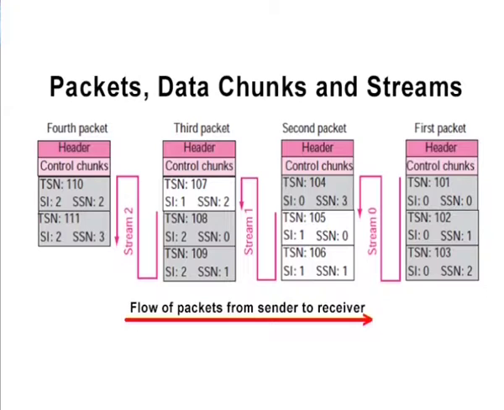We also assume that the network allows only 3 data chunks per packet, which means that we need 4 packets as shown in the figure. Data chunks in stream 0 are carried in the first and part of the second packet. Those in stream 1 are carried in the second and the third packet. Those in stream 2 are carried in the third and fourth packet.